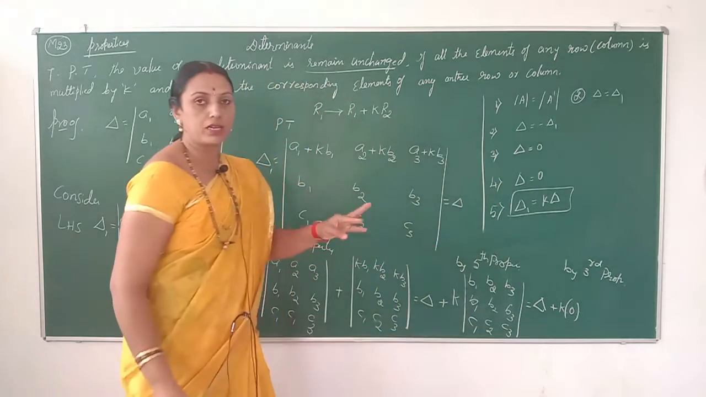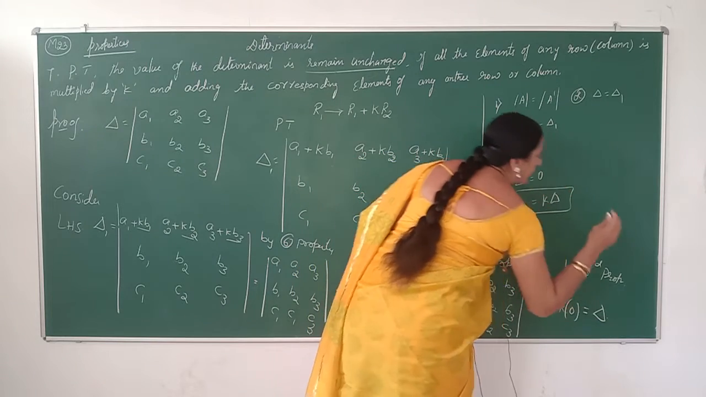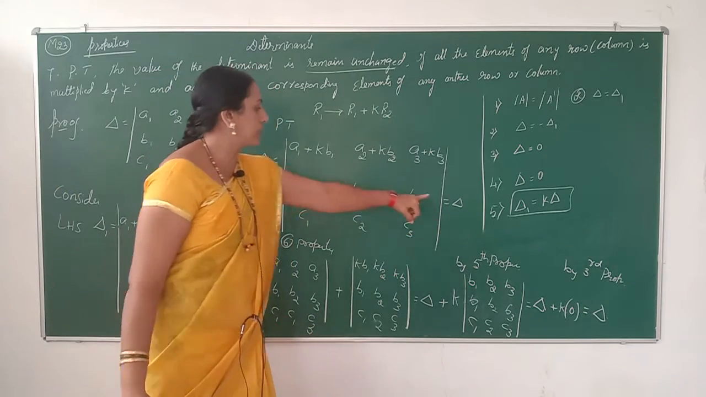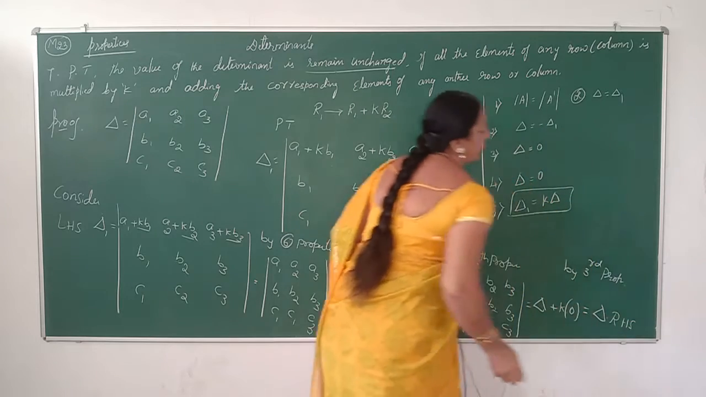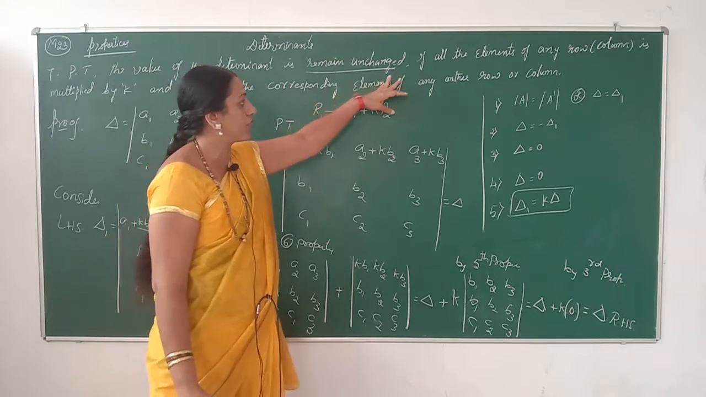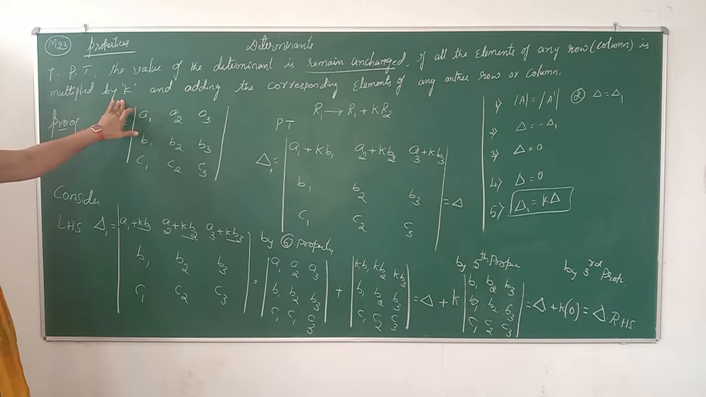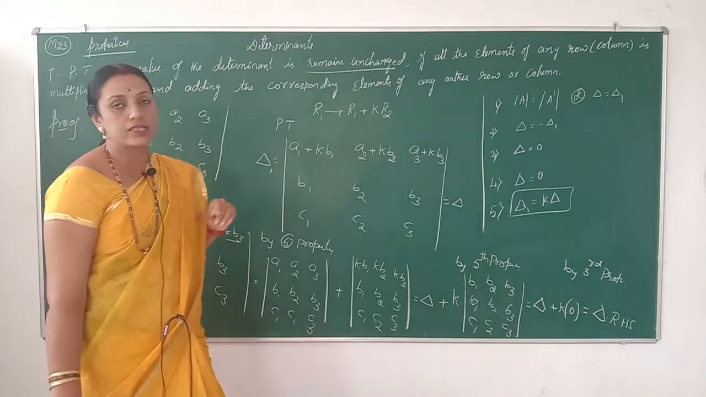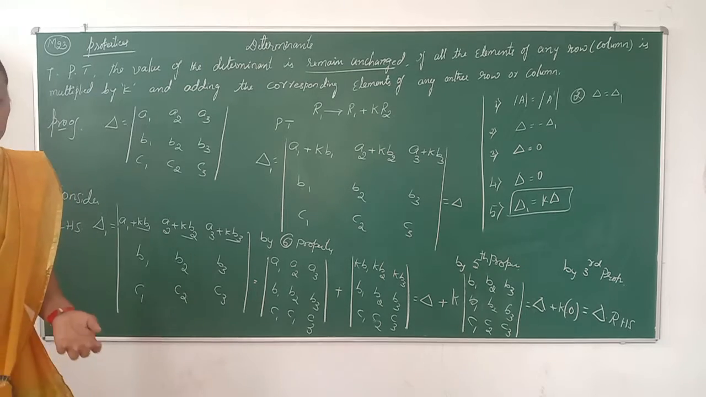so delta is nothing but 0. Therefore, delta plus k into 0 will be equal to delta. So it means delta 1 is equal to delta, that is the proof. So, therefore, it is an RHS. Then LHS is equal to RHS. It means the value of the determinant remains unchanged if all the elements of any row or column are multiplied by k, and these elements are added with the corresponding elements of any other row or column. That is one of the properties.